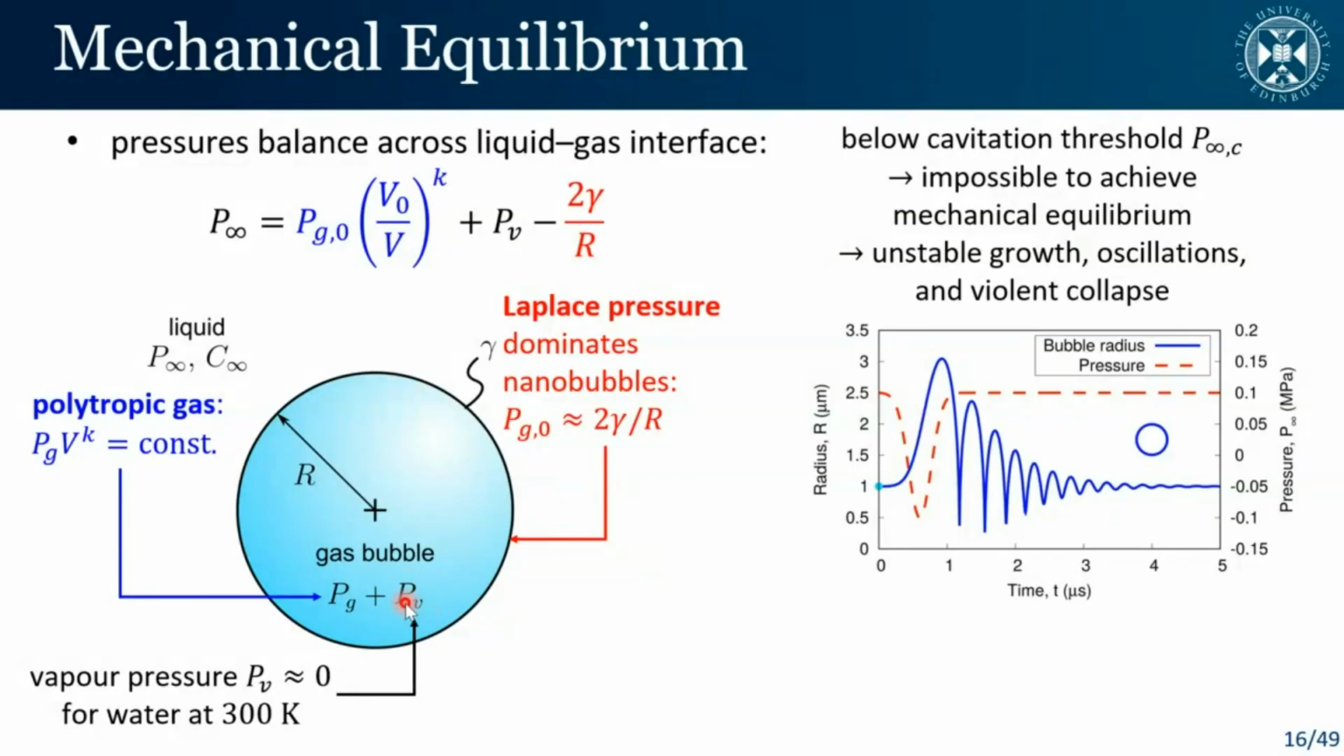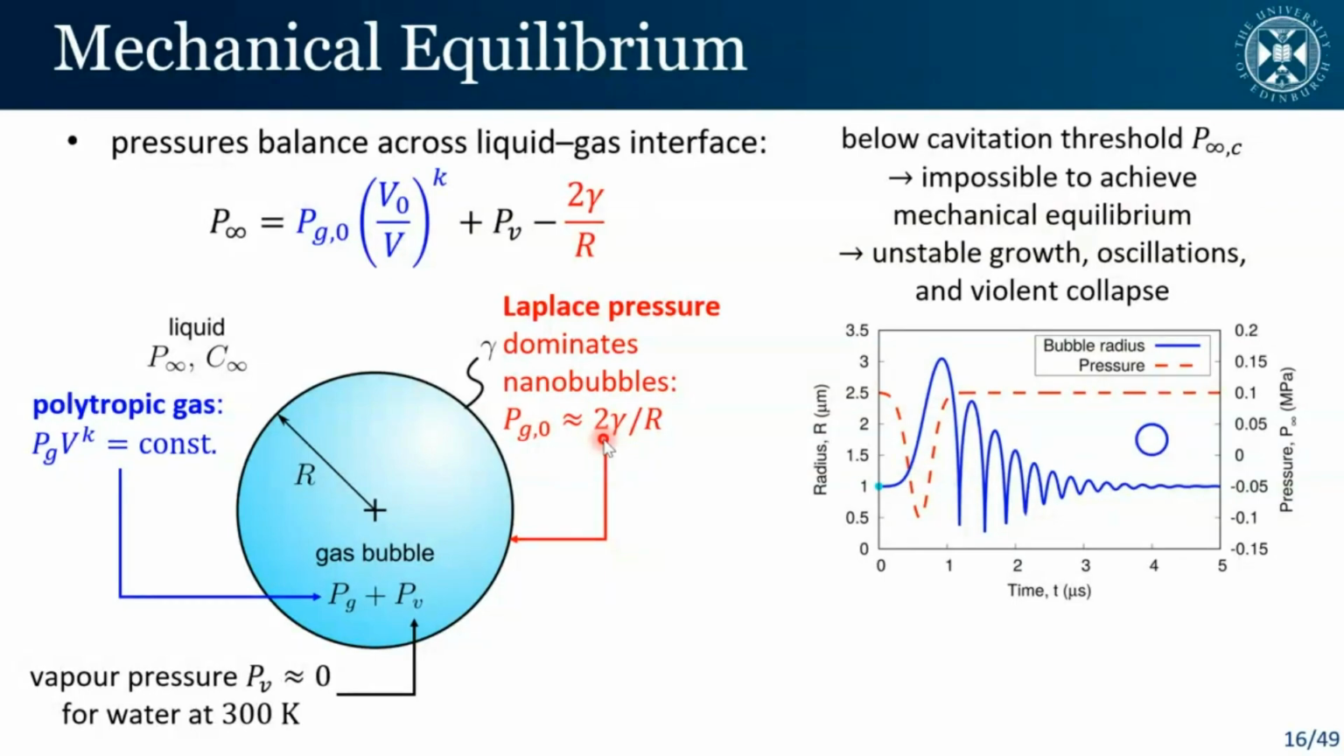There is also some vapor pressure of the liquid phase, but it's negligible, so we're not going to discuss that too much. And then the most dominant component is actually from the surface tension, known as the Laplace pressure. So this is this 2 gamma over r term. Essentially, as the radius decreases, going towards the nanoscale, this Laplace pressure becomes very high. It can be from 10 to 100 atmospheres.